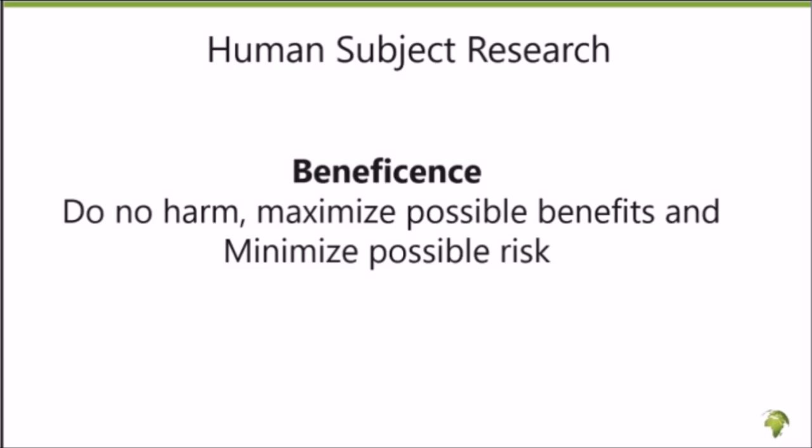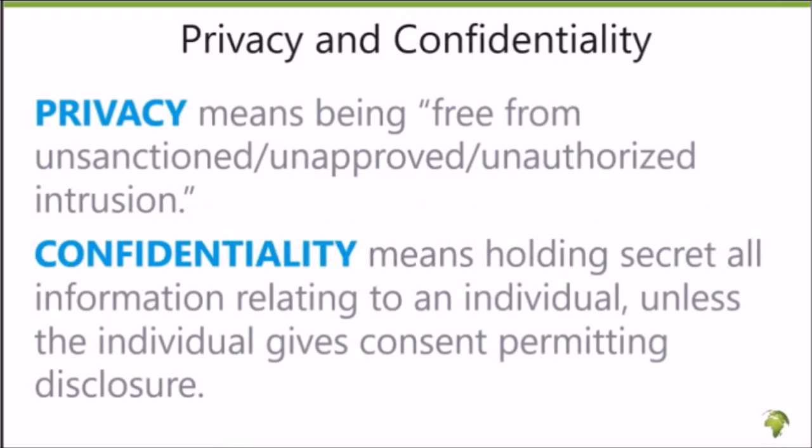And when we talk about minimizing the risk, it brings us to two main things that we call privacy and confidentiality. So we want to talk about privacy and confidentiality briefly. When we talk about privacy, we mean being free from unapproved or unauthorized intrusion. So our respondents should be free from any unapproved, unauthorized intrusion. So we should be able to treat our surveys in privacy, the respondent with privacy.